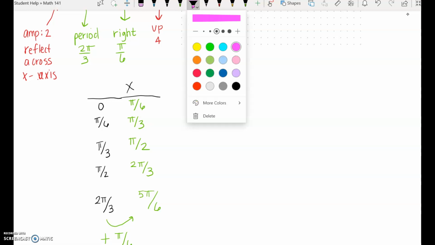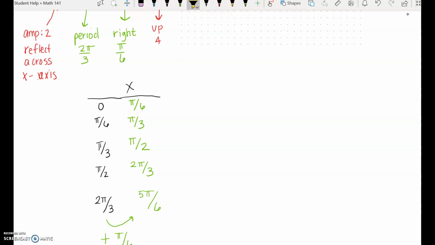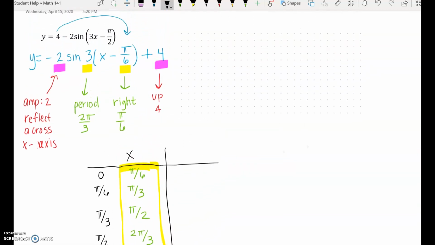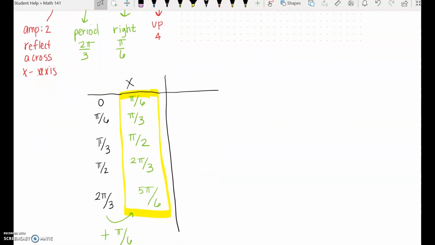Let me just highlight those. And then we'll shift to the y values. Our original graph is sine, and sine typically starts with the center of the graph, or the midline, going up to the max, back to the midline, down to the minimum, and then back up to the midline, which is 0 at the midline, 1 for the max, and -1 for the min.